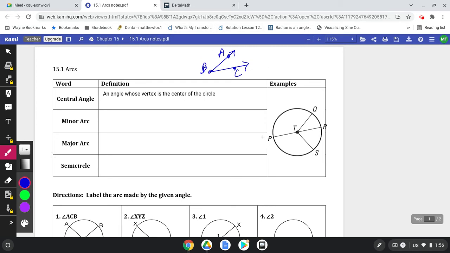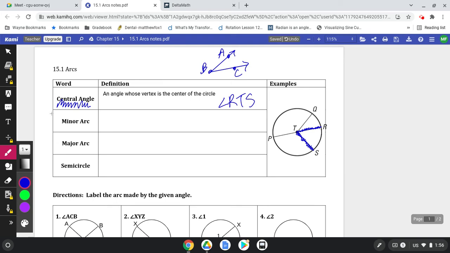Okay? So the central angle, if I use colors to help us, an example of a central angle here is RTS. Maybe I need to make that a little easier to see. But R to T and then T to S. So that would be angle RTS. That is the central angle because T is the center of our circle.